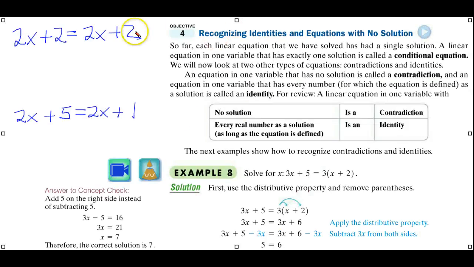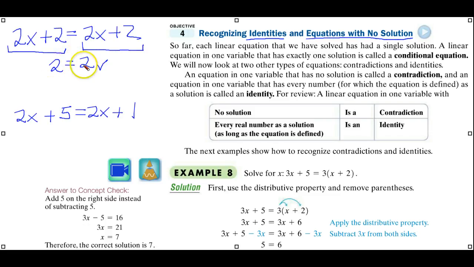Now in this next objective, objective 4, we want to look at and recognize identities and equations with no solutions. Okay, so looking at this, can you see that this side is exactly the same as that side? So if we subtract 2x from there and 2x from there, we get 2 equals 2. Is that a true statement? Yes. And this always happens when you have an identity. That is, one side equals the other.